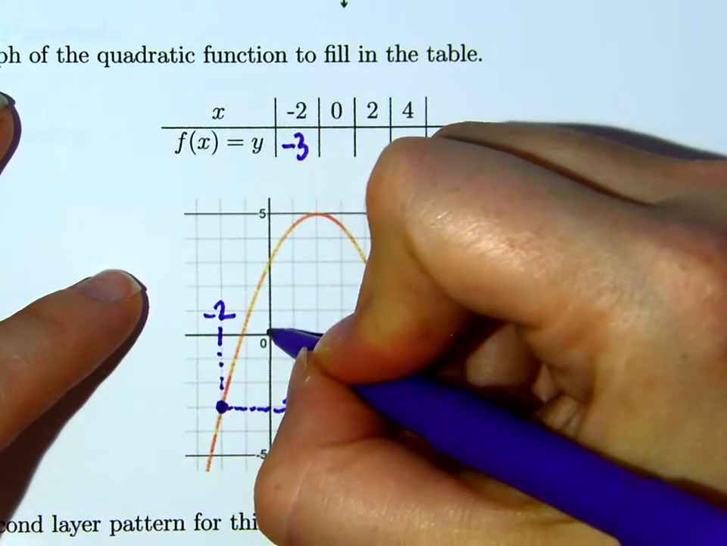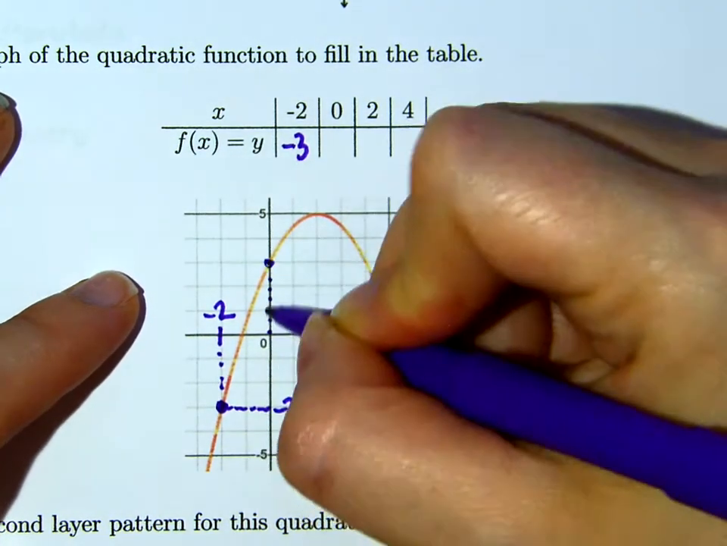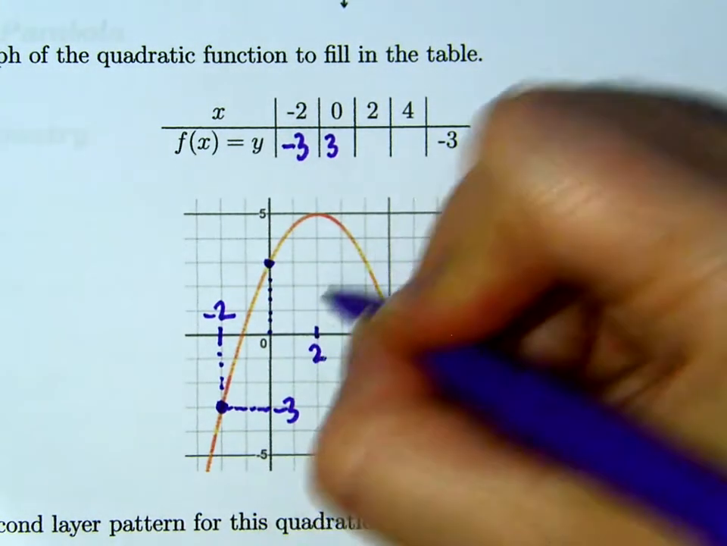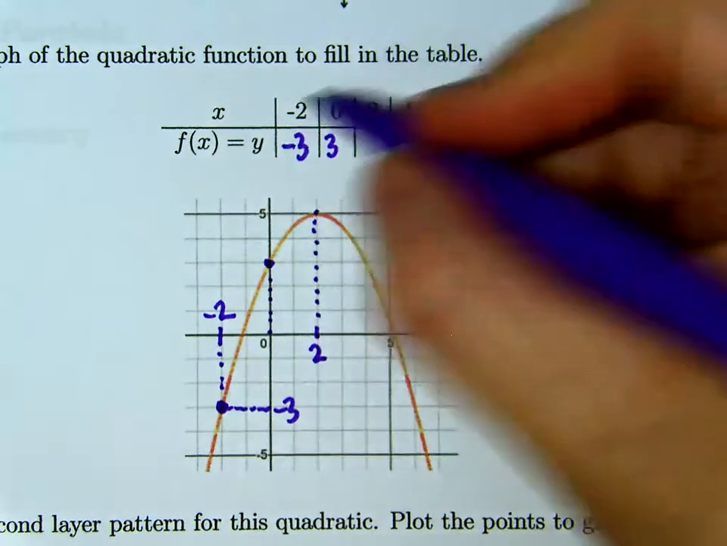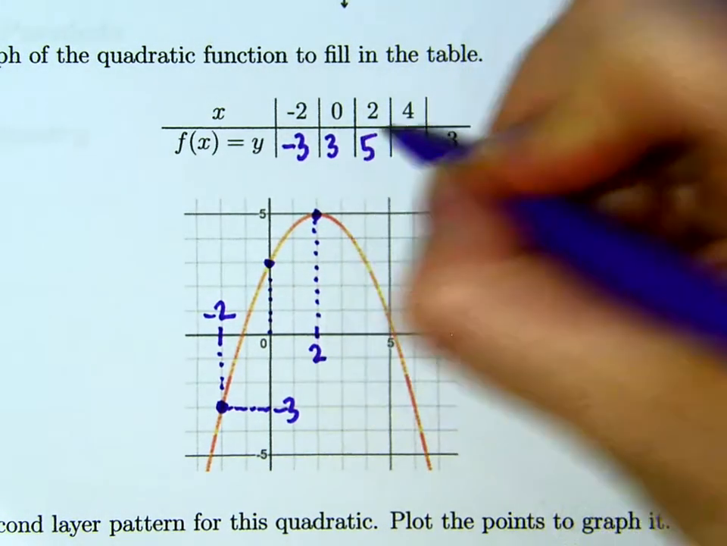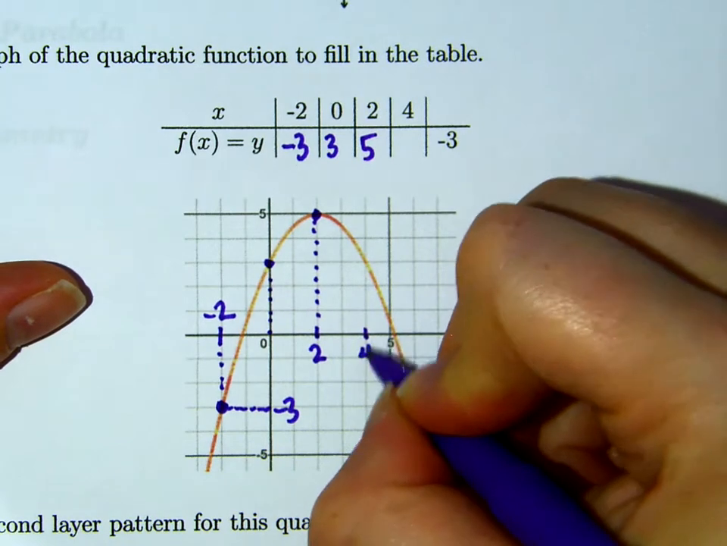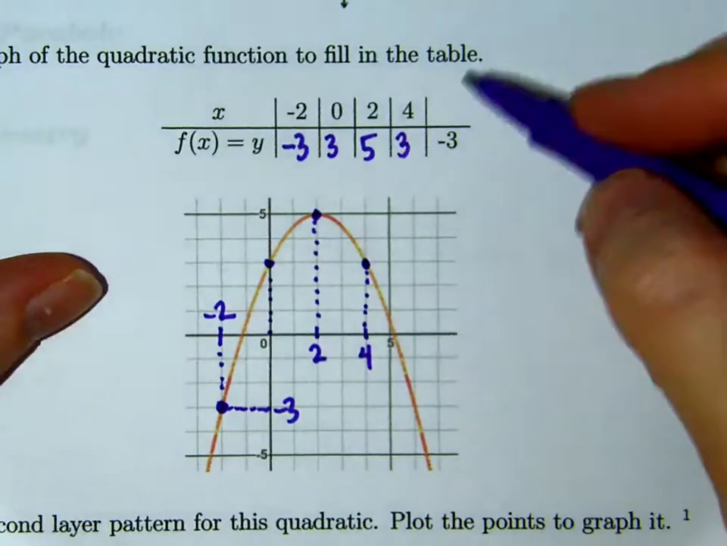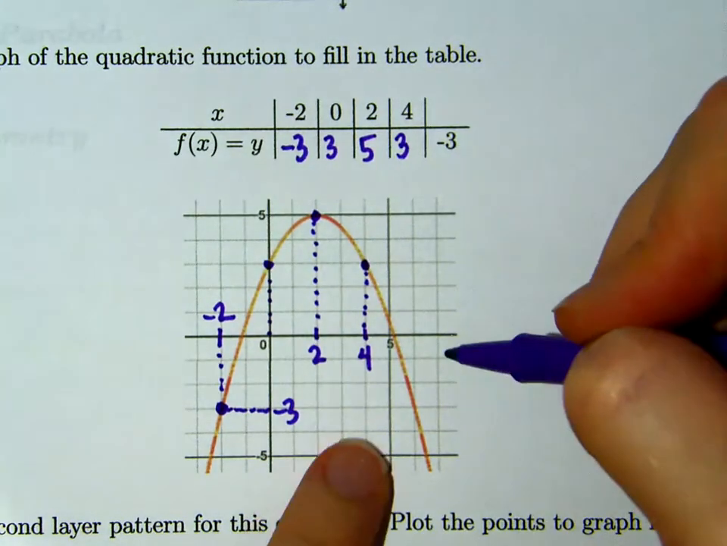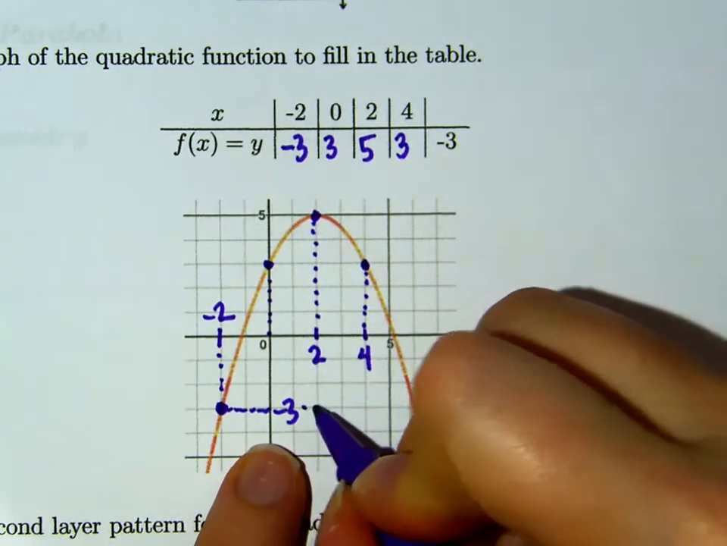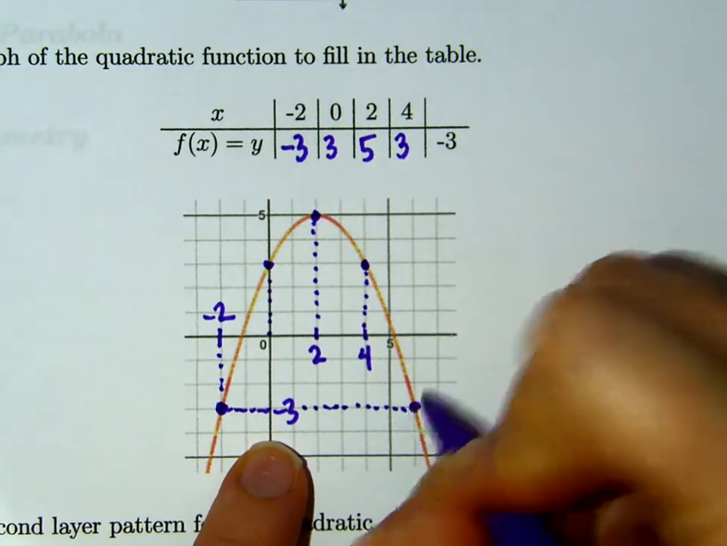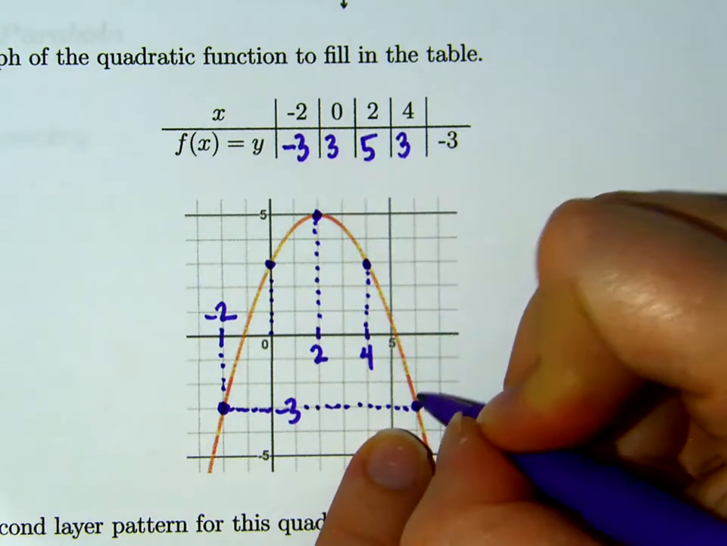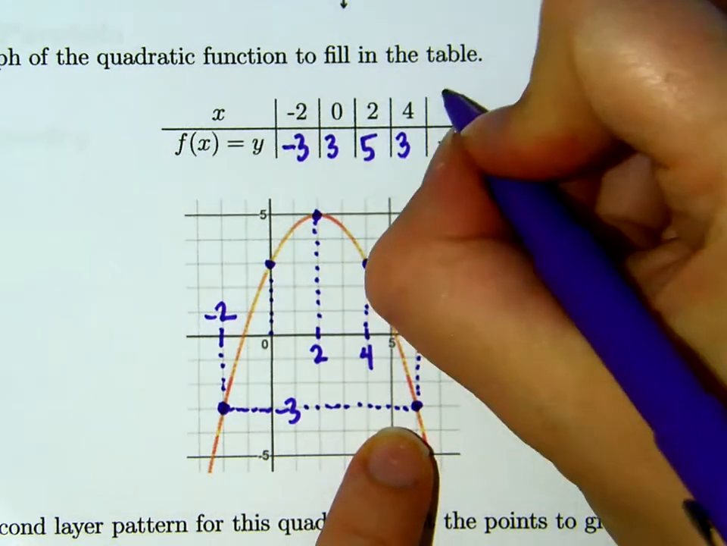When x is 0, y is 3. When x is 2, y is 5. When x is 4, y is again 3. And then it's asking, when is this again -3? Notice it gave us a y value of -3, and it's asking for the x value 6.